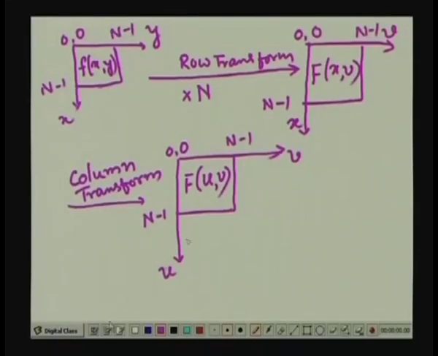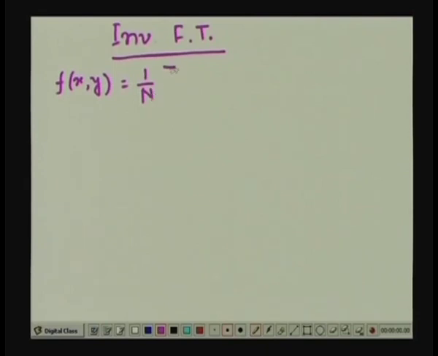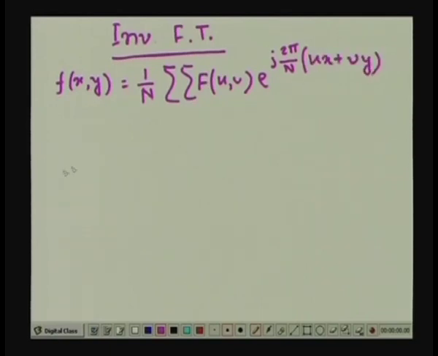In the same manner as we have done in case of forward Fourier transformation, we can also have the inverse Fourier transformation. In case of inverse Fourier transformation, our expression was f x y is equal to 1 upon capital N double summation f u v e to the power j 2 pi upon n into u x plus v y, where both u and v vary from 0 to capital N minus 1.